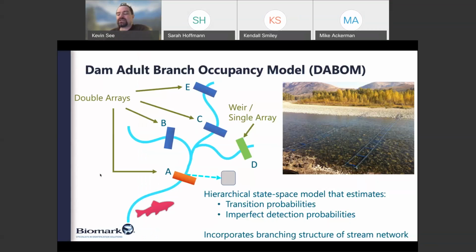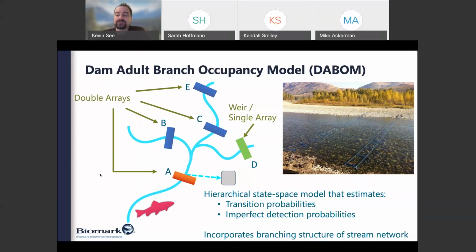We estimate those movement probabilities using what we've called the Dam Adult Branch Occupancy Model, or DABOM. That's essentially a hierarchical patch occupancy model, thinking about different areas on the landscape as patches that a fish might occupy. If it's in one patch, it has the chance to move to some of the other ones further upstream. So in this little toy example, here's a fish swimming upstream. It's going up the river past site A, and it might turn into tributary B, or might go up C, or might go towards D, or might stay in that main stem area.